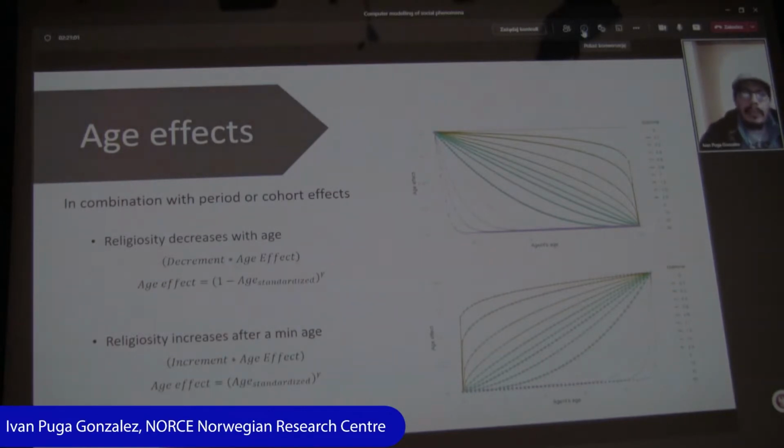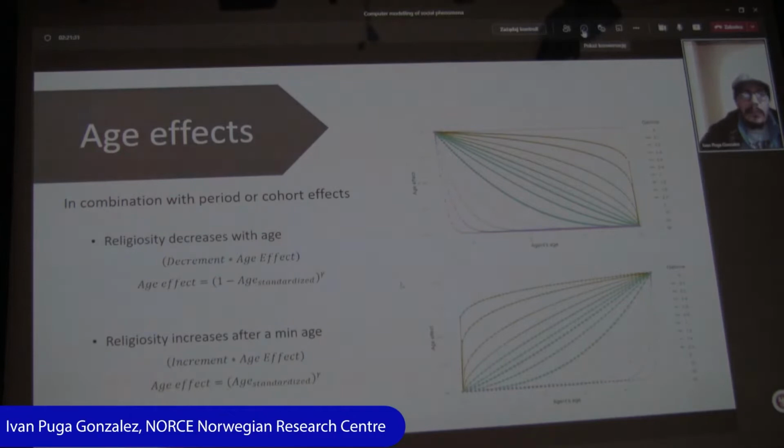Again, we can parameterize this, and so we can get different types of age effects according to the age of the agent. So these can be linear or non-linear depending on the values that the parameter takes. And the same for the increase, right?